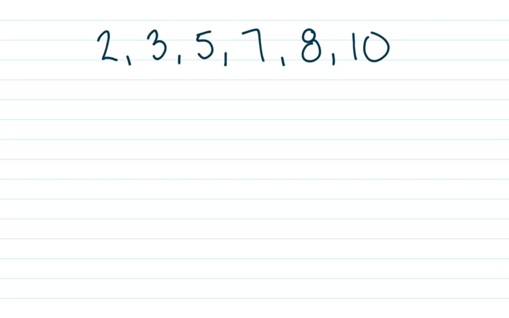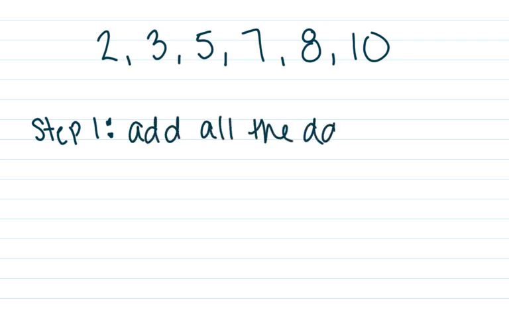Now, to find the mean, there are two simple steps. Step one: you're going to be given a list of numbers, otherwise known as data. You're going to take your data and add all the data numbers. So in this example, I'm going to add 2 plus 3 plus 5 plus 7 plus 8 plus 10. I'm going to do that over here to the side.